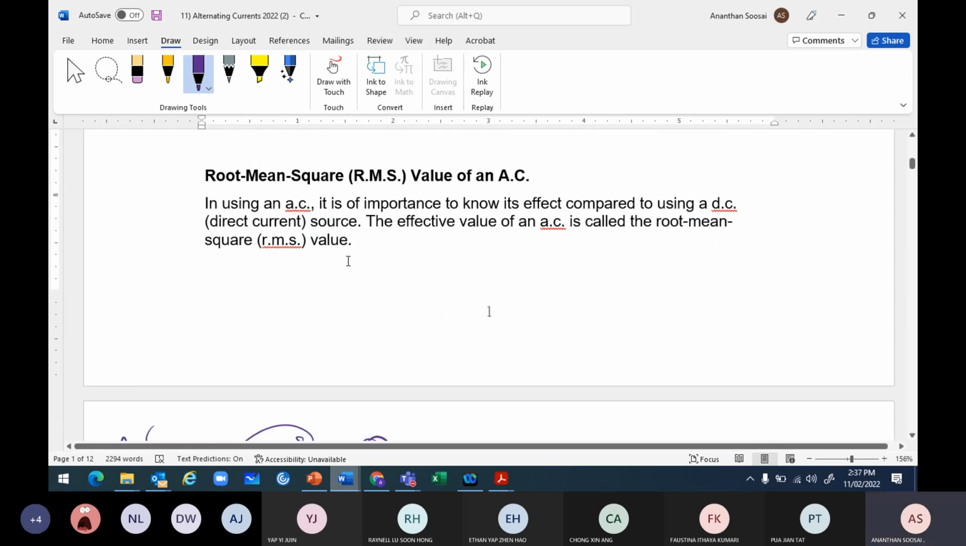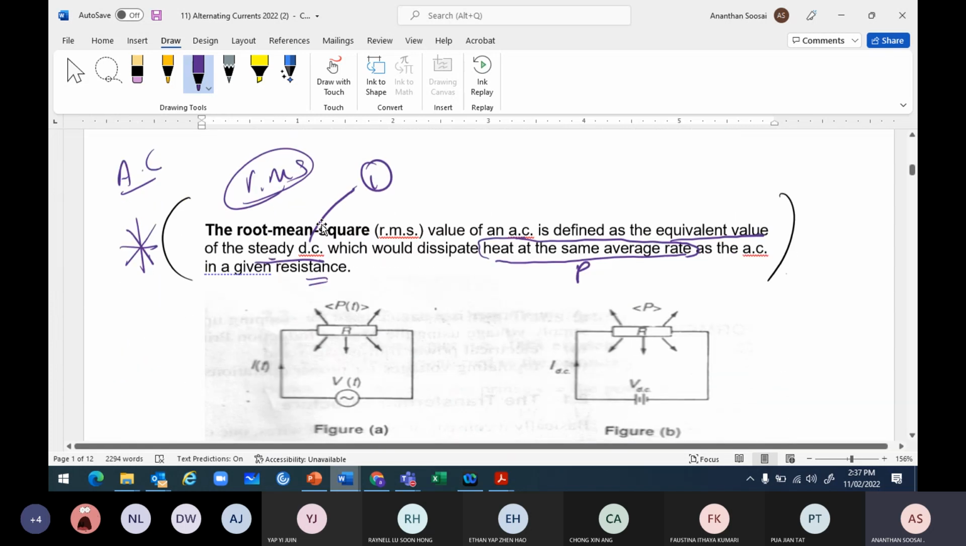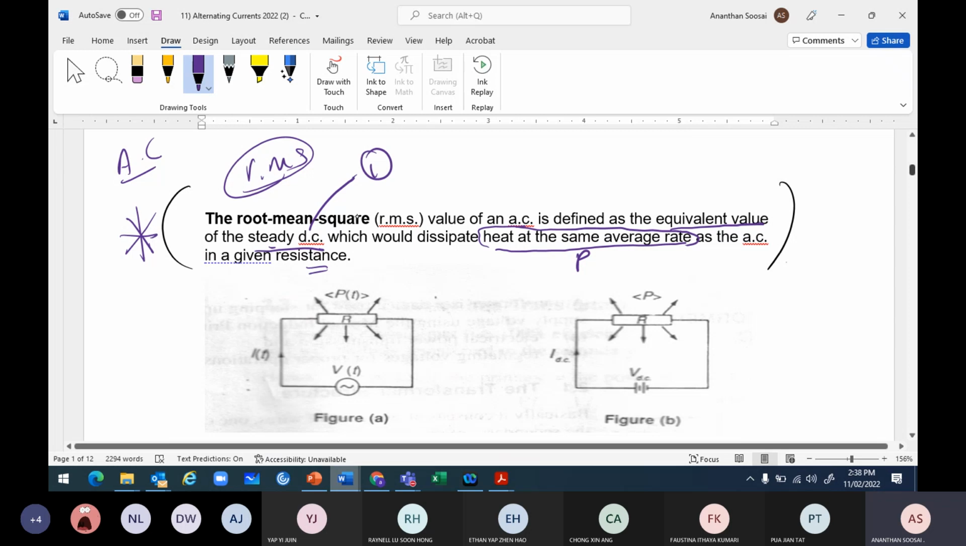So then the highlight of the last class, which you need to know in depth, is the value of root mean square, root mean square value. This is what was really stressed last class. So today we will continue to highlight more about this to understand further. Root mean square value is an important value. So what is root mean square value? The root mean square value of an AC is defined as the value equivalent to a DC current, which would dissipate the same heat at the same average rate, or the same rate of heat across a resistor.